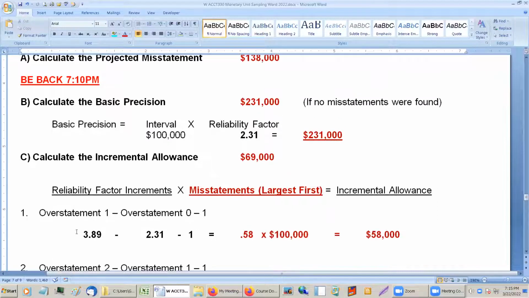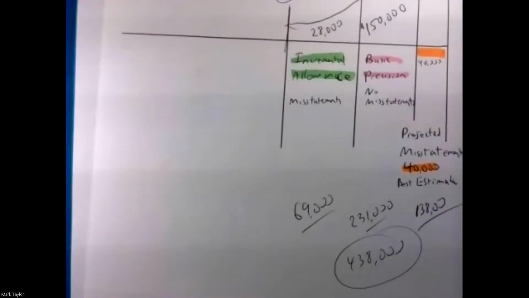And again, this incremental allowance is kind of a wacky thing. The idea behind it is fairly common sense. That is, if you find any errors, that means errors can exist, and there's a bigger likelihood that there are more errors in there. So that's what the incremental allowance is about. The calculations for it are a little bit quirky.